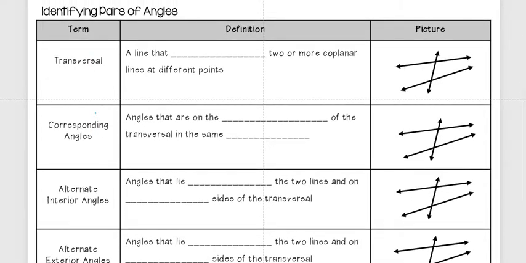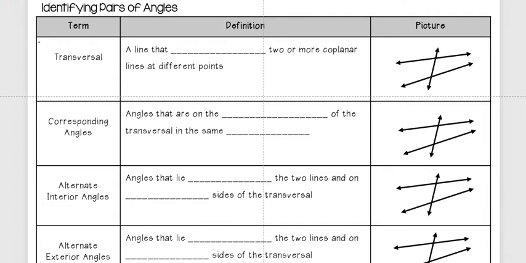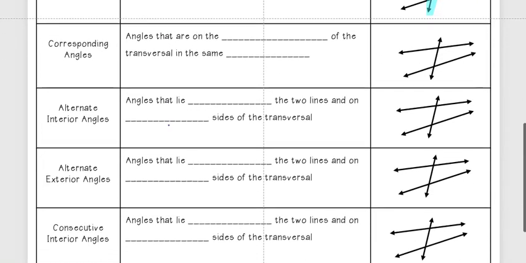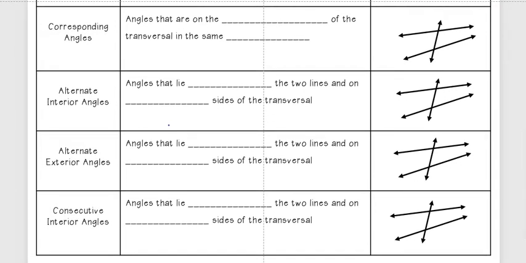So for identifying pairs of angles, some important vocab that we are going to be using throughout the rest of this chapter is, for first, a transversal. That is a line that intersects two or more coplanar lines at different points. And so in this picture here, this is my transversal. It is the line that is intersecting these two lines at two different points. And then we get four different types of angle pairs from this.